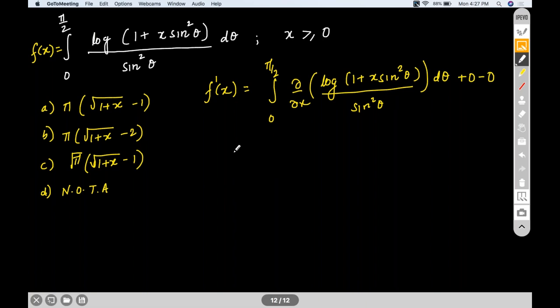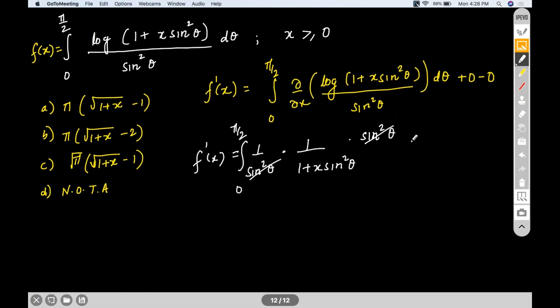Okay, so partial derivative of this means you are treating theta to be constant and only x is treated as a variable. So this will be 1 by (1 + x sin²θ) into, okay, derivative of this is going to be 0 plus 1·sin²θ. So sin²θ will be gone. So 0 to π/2 dθ. So ultimately it boils down to integrating from 0 to π/2, 1 by (1 + x sin²θ) with respect to theta.